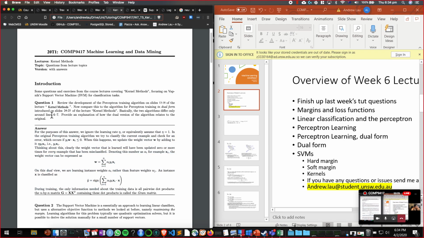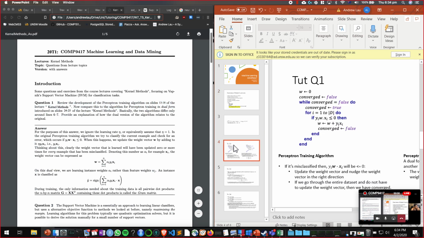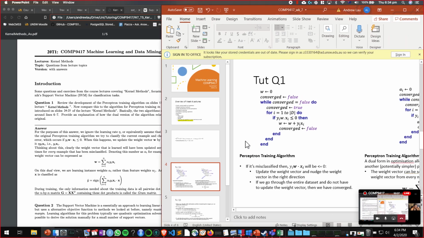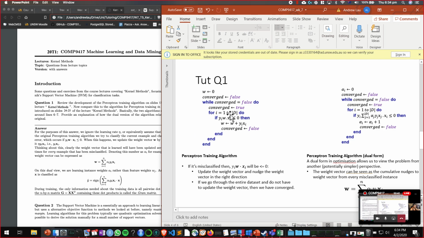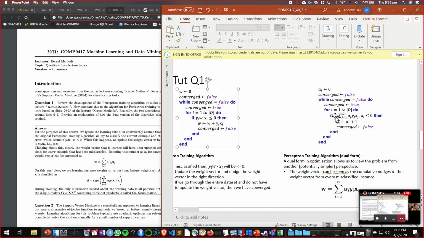So basically, the first tutorial question is asking us to compare. This is the basic perceptron training algorithm, and then this is the dual form. And they're asking how they're related, what's happening. This I hope we all kind of get. We're just going through the data set, and if we misclassify, then we nudge the weights up or down depending on what we need to do, right? Now, how does it relate here? So, everything's kind of the same. The only thing different is this guy in the middle here.